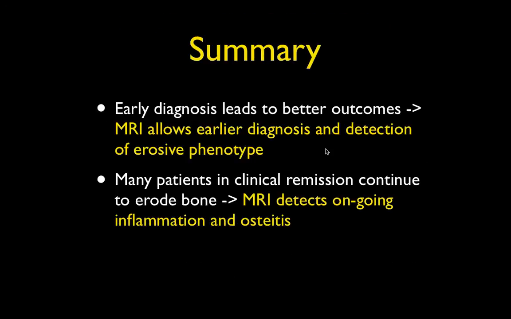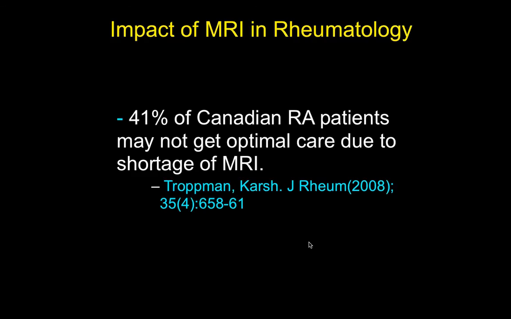So in summary, early diagnosis leads to better outcomes. MRI allows an earlier diagnosis and early detection of the erosive phenotype, which is what's really the big decision, whether they should be on a TNF-alpha inhibitor or the biologics or not. Many patients in clinical remission continue to erode bone, and MRI, I think, is the best way to detect ongoing inflammation and the need for higher level treatment, even if the patients are minimally symptomatic. It's just a few studies here.